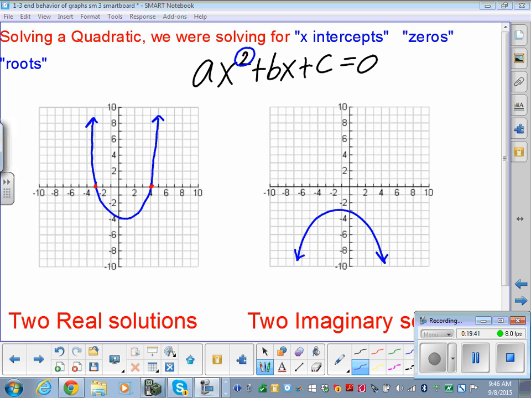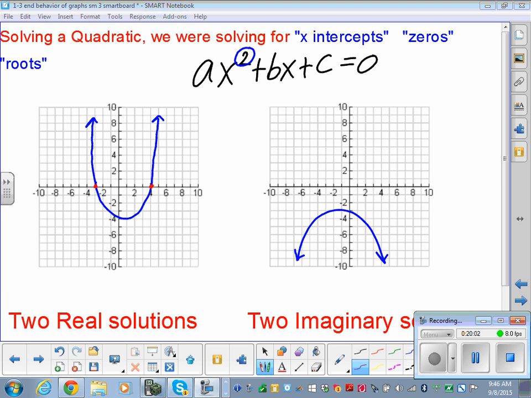Okay, so now we're going to shift gears somewhat and talk about some other things here. Think about what we've been doing so far, guys. We've been taking the quadratic equation and solving for the x-intercepts, solving for the zeros, solving for the roots. Now these all mean the same thing, and that's why I'm going to say it all the time, so that you get used to seeing those different words.